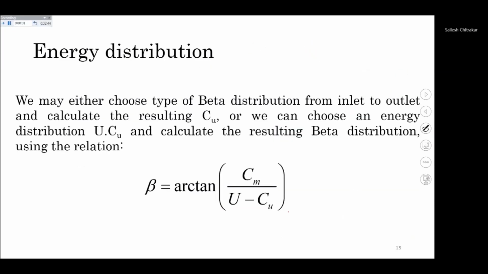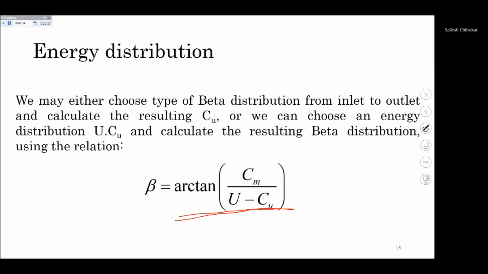What we can do in this energy distribution is that we need to either choose the beta distribution, or we need to choose the U times Cu distribution. So either you choose the beta distribution to be linear, or you can also work with other shapes of the beta, and then you can get the values of U times Cu based on this equation given here.